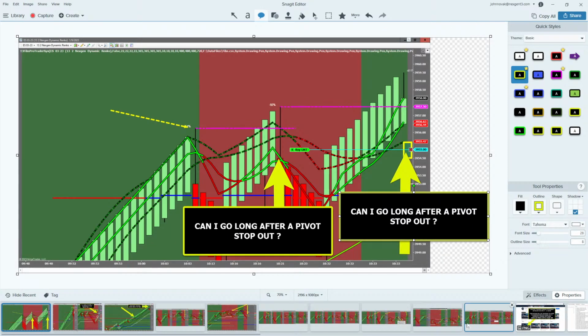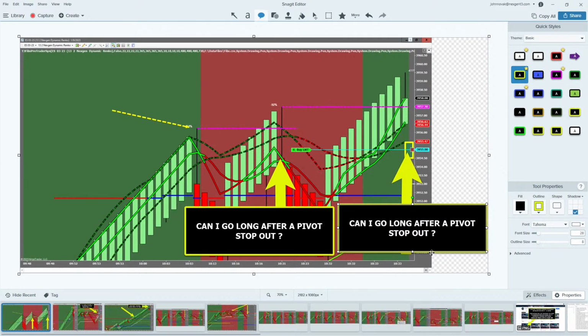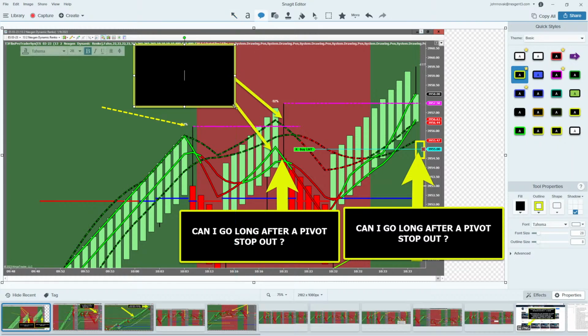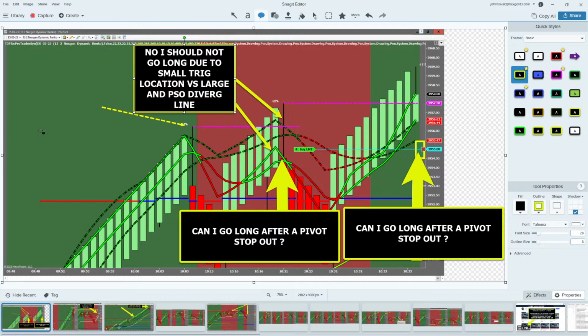So, in both situations, if I read this pivot stop out and I read where the trigger lines are, what's the answer to the first one? It's no, I should not go long due to small trigger location versus large. And is that a fair assessment?